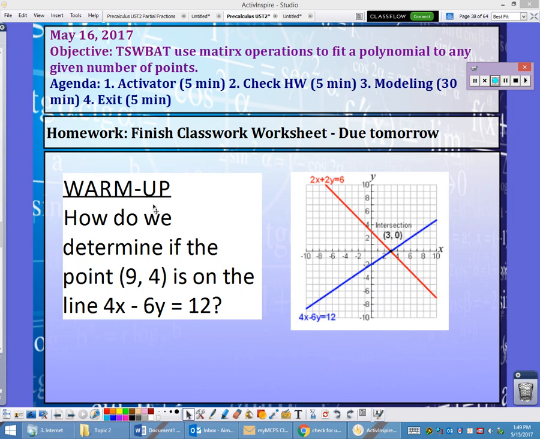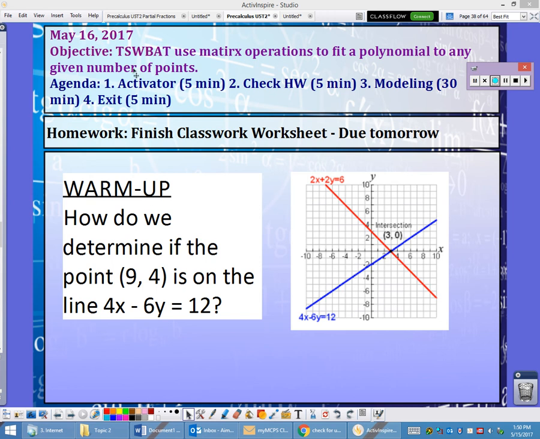So the first thing that I would like you to do, the sub can pause the video to give you about 5 minutes to work on this warm-up. We want to know how we determine if the point (9, 4) is on the line 4x minus 6y equals 12. So go ahead and pause that video and take about 5 minutes to work on this.